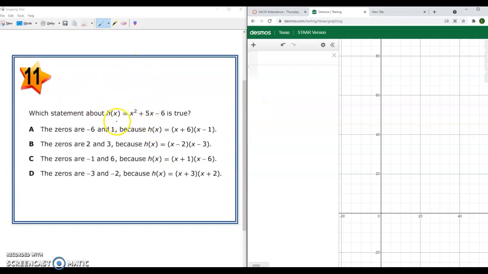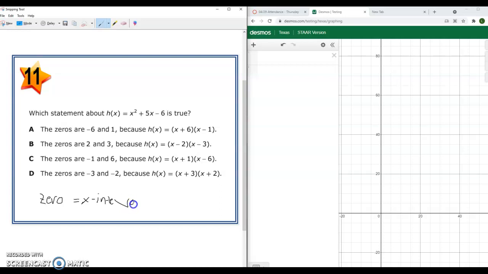Which statement about h of x equals x squared plus 5x minus 6 is true? If I read the statements, all my statements start with "the zeros are." So what is a zero, guys? If you forgot what a zero is, a zero is your x-intercept. It's the same as your x-intercept.